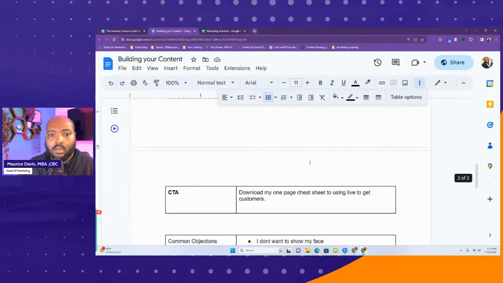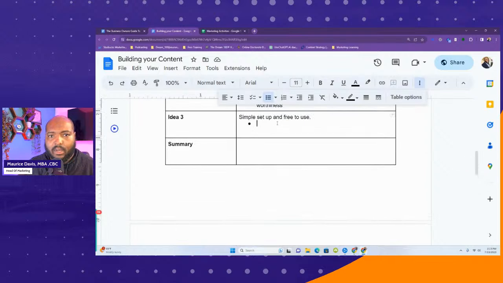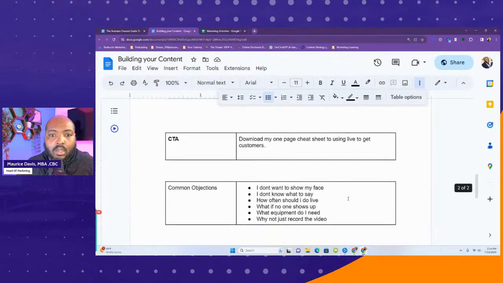Okay, so we go back down here. Why not just record the video? What equipment do I need? Simple to set up. The only equipment you need to get started, right? And I'm gonna make that sound a little more meaty. Because really, what I'm saying is, all you need is your phone, right? And you can start going live. You don't need anything special.